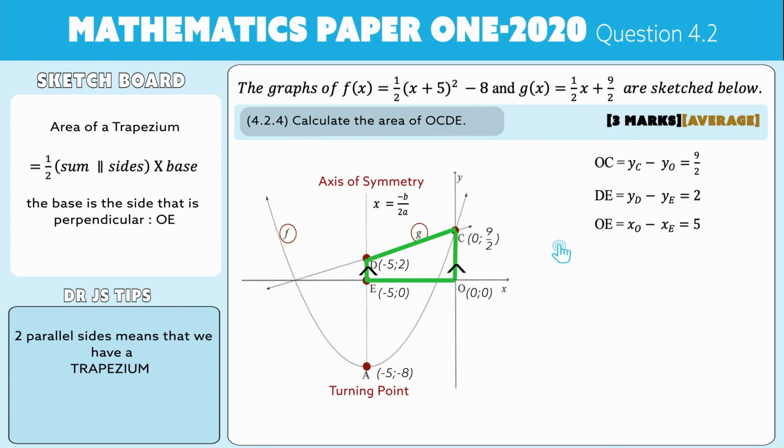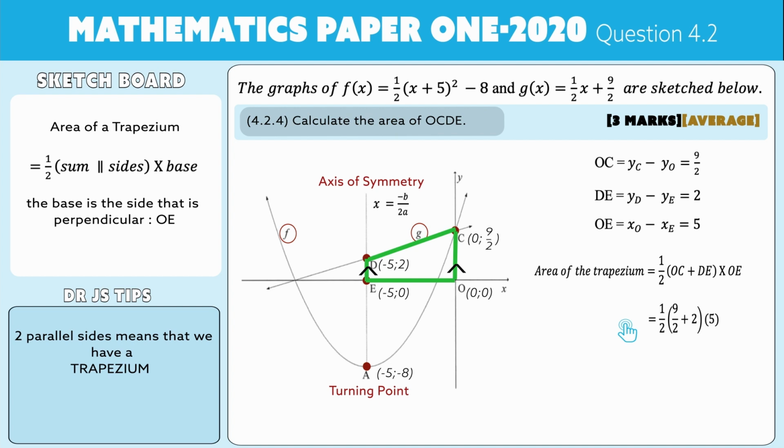The area of the trapezium is what we wanted, and that is equal to a half multiplied by the sum of the lengths of the parallel sides, so it's OC plus DE, and all of that is multiplied by the base OE. Now that wasn't so difficult for a good 3 marks. That leaves us with a half. The OC value here, where's OC? OC is 9 over 2, DE is 2, multiplied all of that by 5.